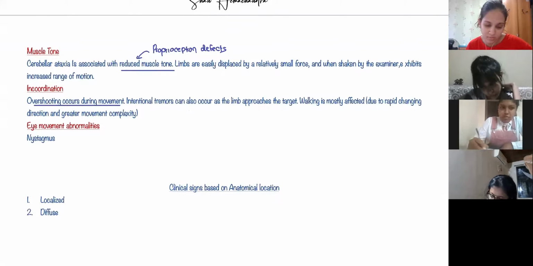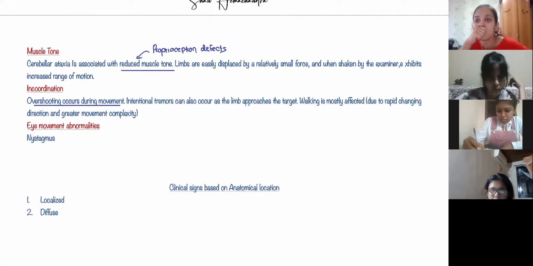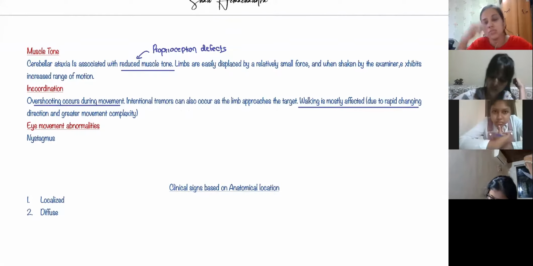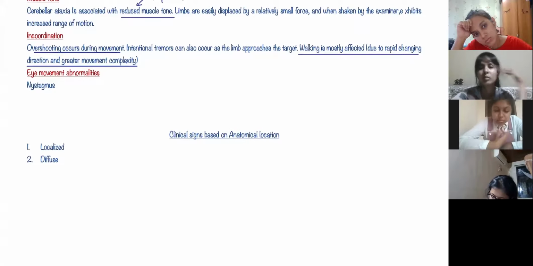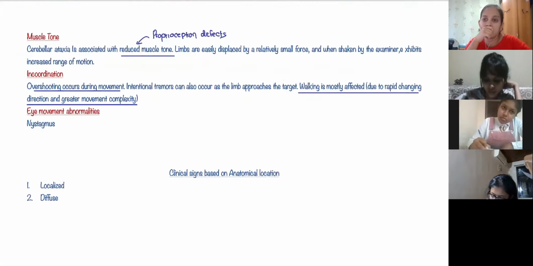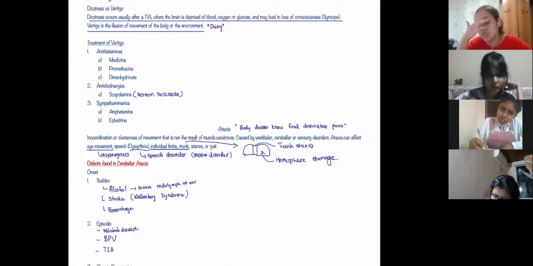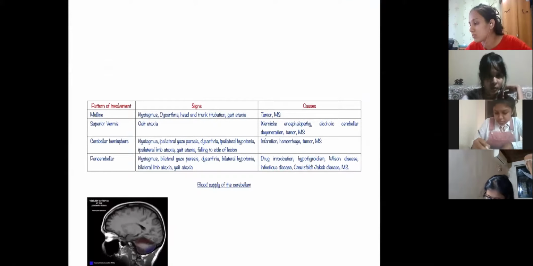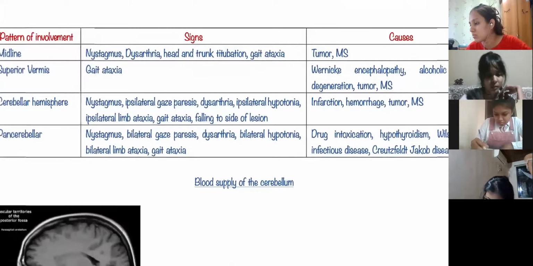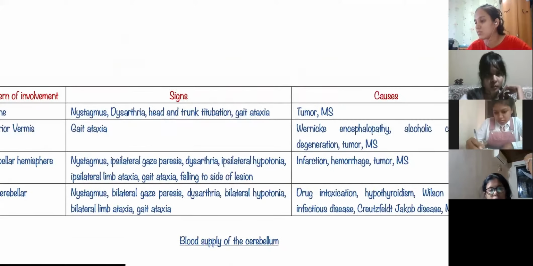I told you guys, overshooting movements: if you ask the patient to bring his fingers together, he will take a long time trying to bring them to the final point. And remember, walking is mostly affected due to rapidly changing direction and greater movement complexities. Eye movement abnormalities, nystagmus. Now, what is given here is basically the same thing I discussed in this image.